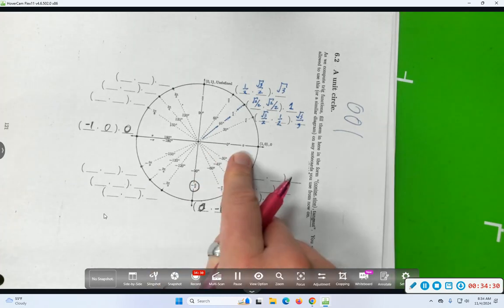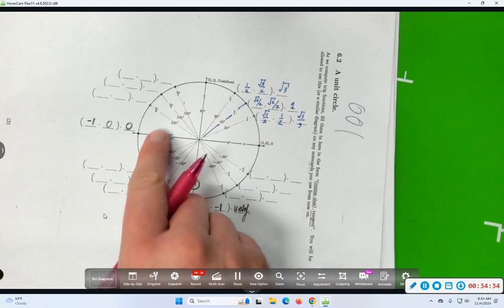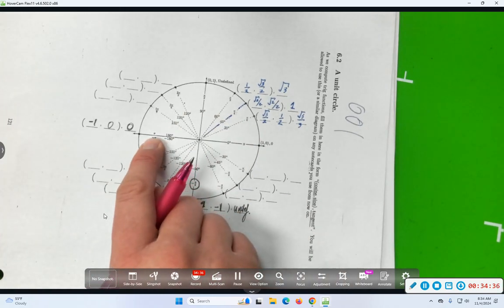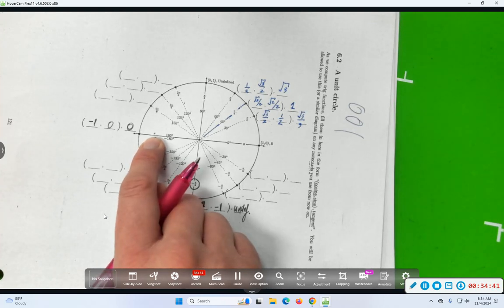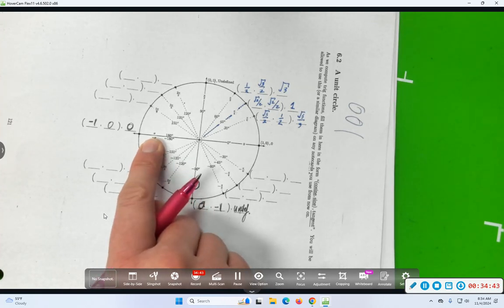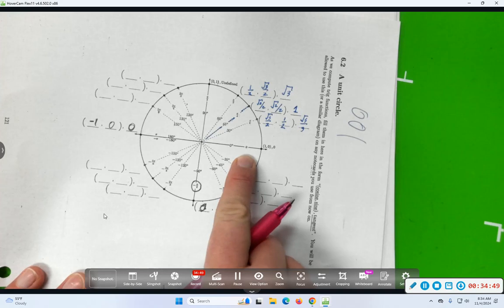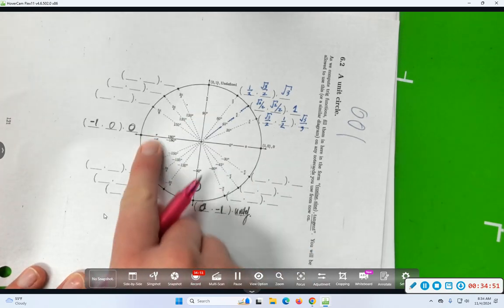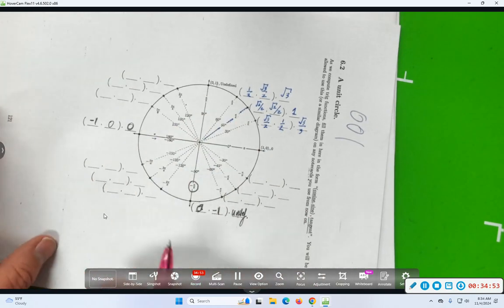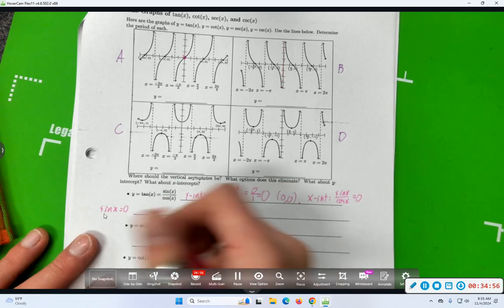0 or 180. 0, or I'm going to work in radians because these graphs are in radians. So 0 and pi seem to do. Is there another one where sine is 0? Well, I guess maybe it's not so clearly indicated. 2 pi, though. 3 pi, 4 pi, 5 pi. So it looks like every multiple of pi.